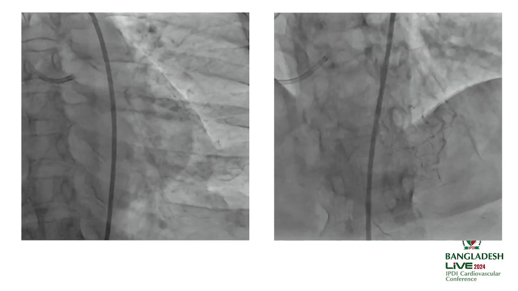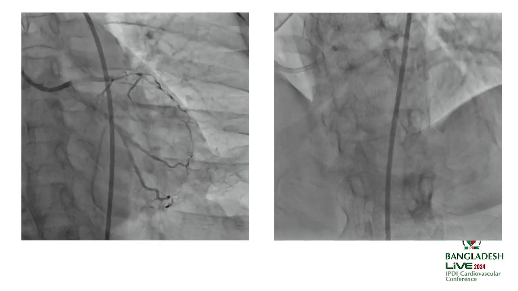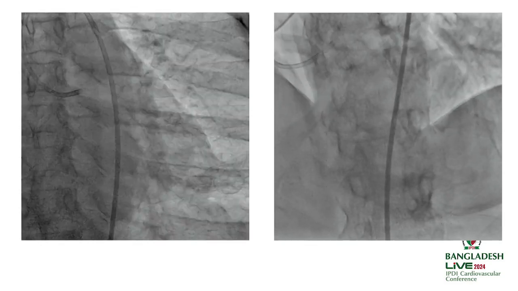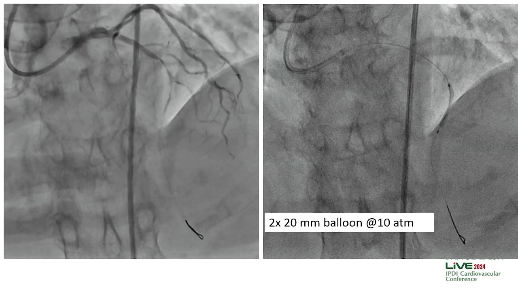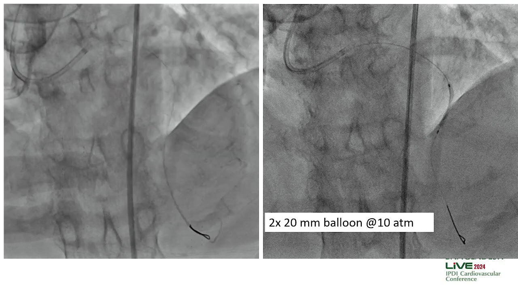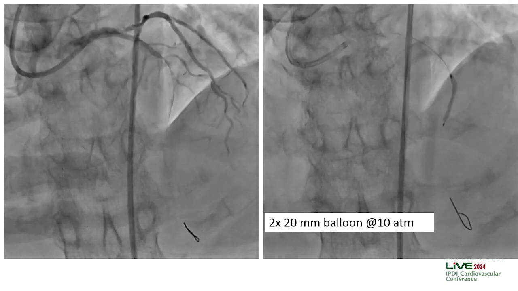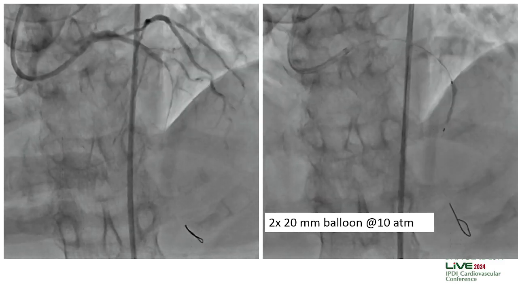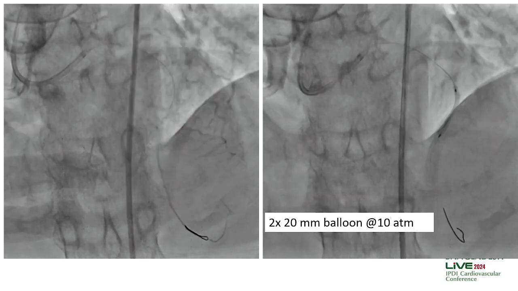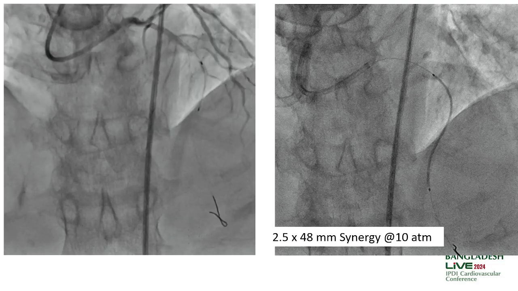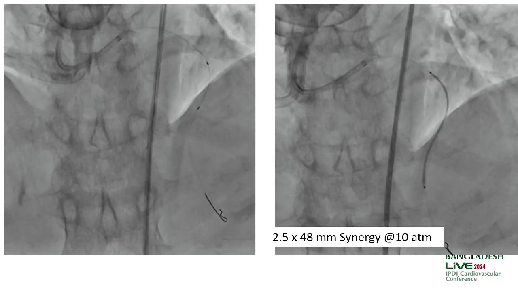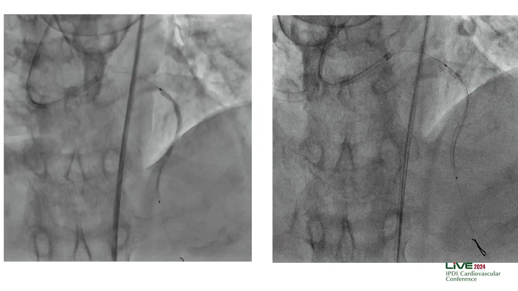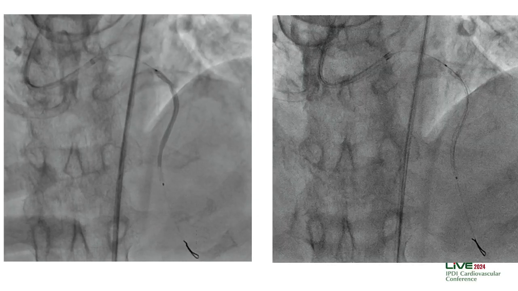So the LAD is diffusely diseased, and it is totally occluded after the D1. So we proceeded for primary PCI. We wired the LAD, and we ballooned the LAD with a 2 into 20 millimeter balloon, semi-compliant, at 10 ATM. Then we dilated and put a stent 2.5 into 14 millimeter at 10 ATM. So things were going well. This was the outcome after the stenting.